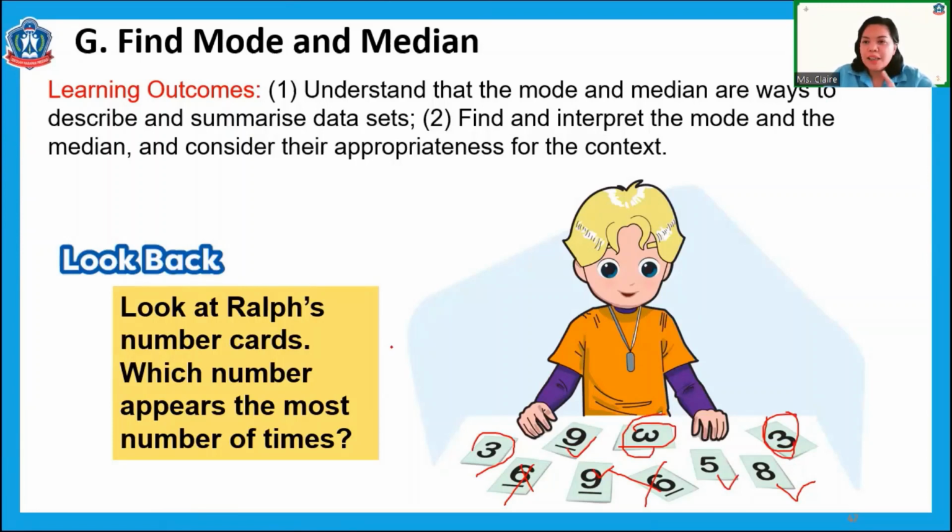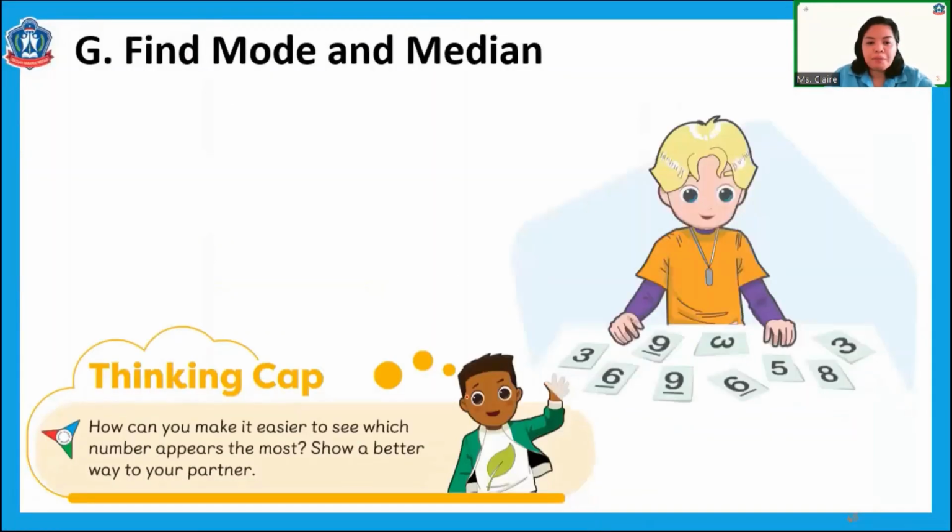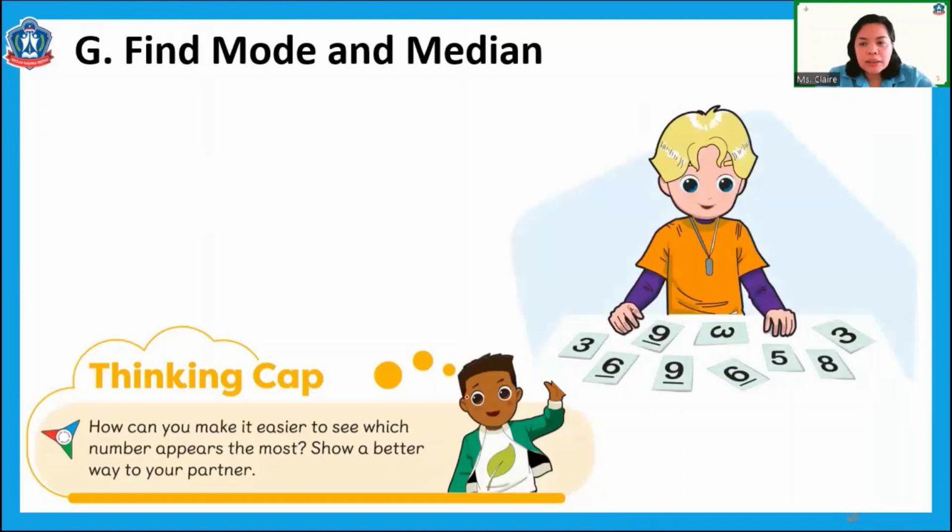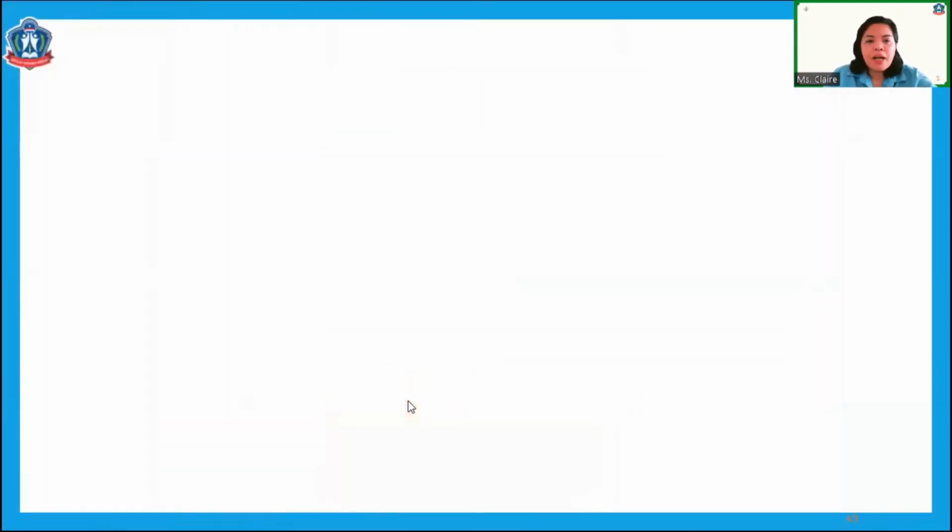Okay, so what do you call, children, the number or value that appears the most number of times? Keep watching this video so you will learn what you call this kind of data. Now, how can you make it easier to see which number appears the most? How are you going to arrange these numbers so it will be easier for you to see which number appears the most? Okay, share your answer during our class, children.